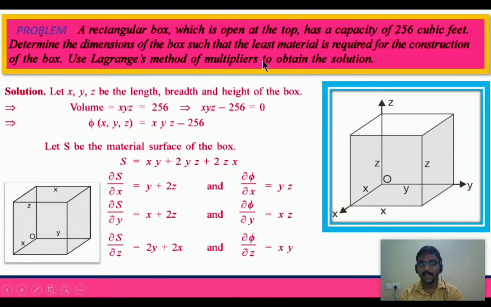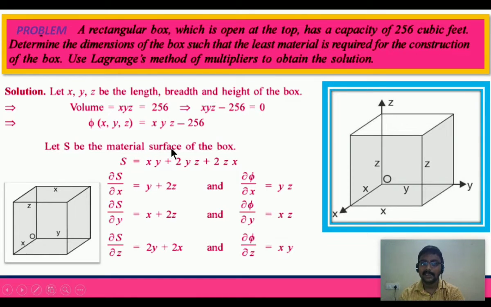So the box capacity is 256 cubic feet, and we have to compute the dimensions of the box such that the least material is used for its construction. Let x, y, z be the dimensions of the box, that is x is the length, y is the breadth, and z is the height of the box. Here the box top is opened.